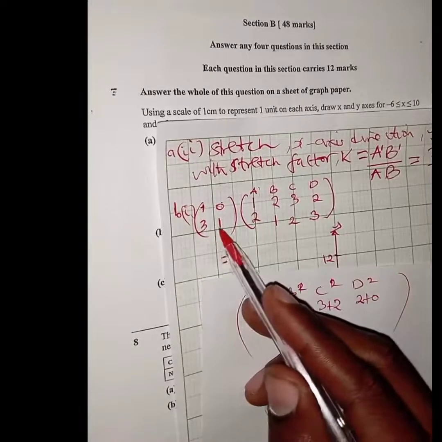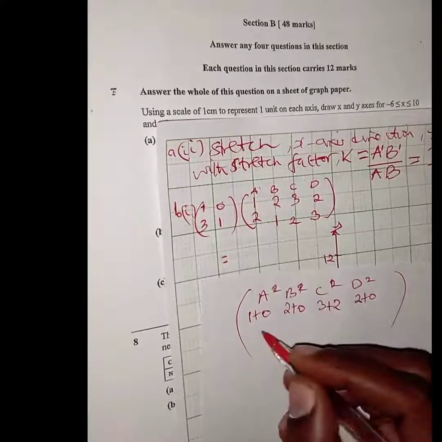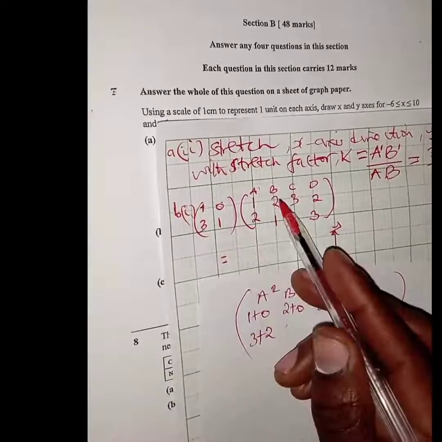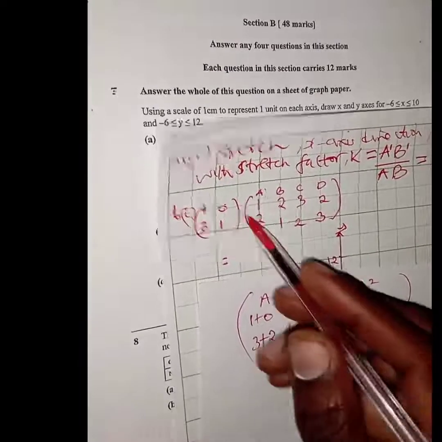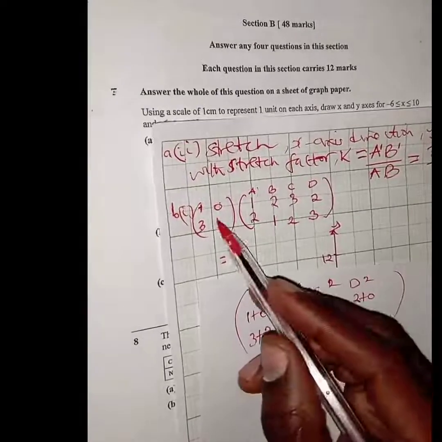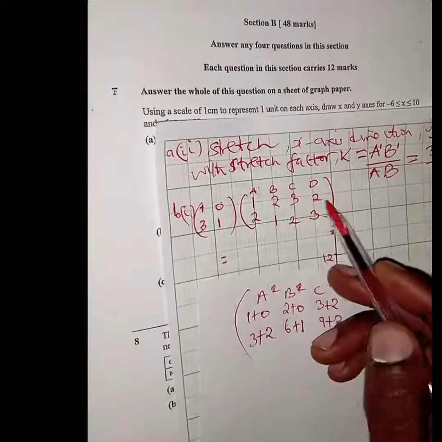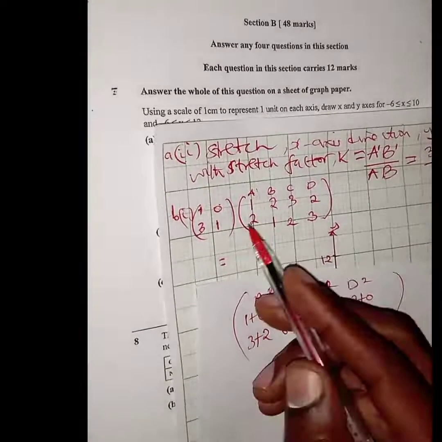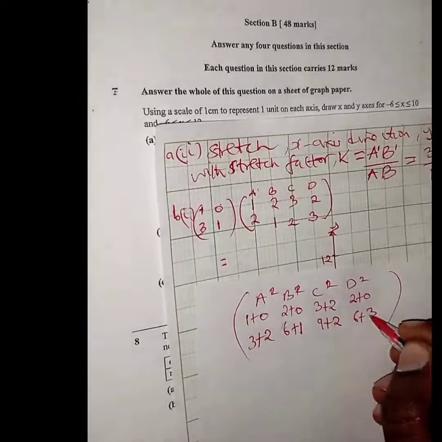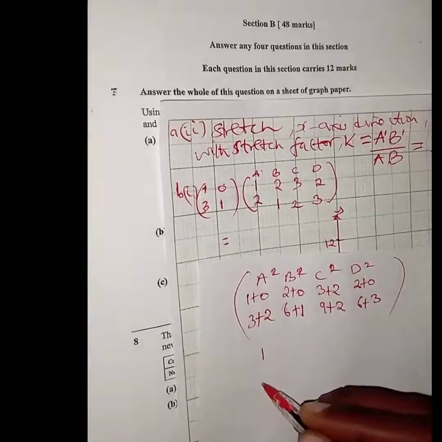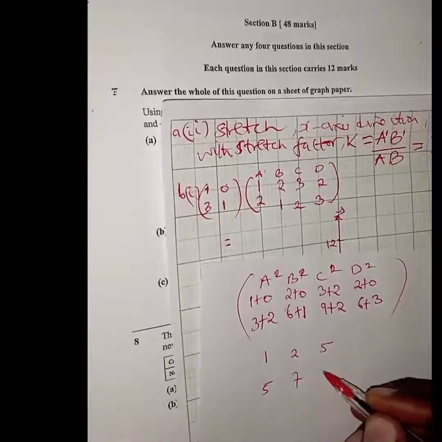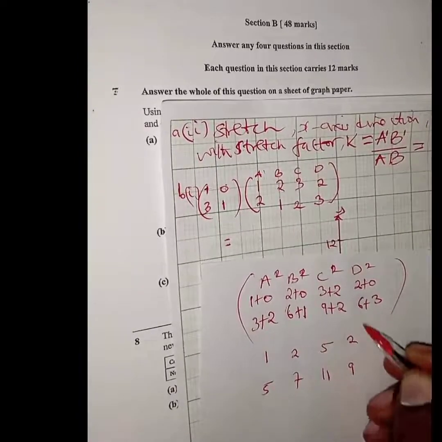Start with this now. Begin with the 3 and the 1. 3 times 1, 3 plus 1 times 2, 2. 3 times 2, 6 plus 1 times 1, 1. 3 times 3, 9 plus 1 times 2, 2. 3 times 2, 6 plus 1 times 3, 3. So this is 1, this is 5, 2, 7, 5, 11, 2, 9.